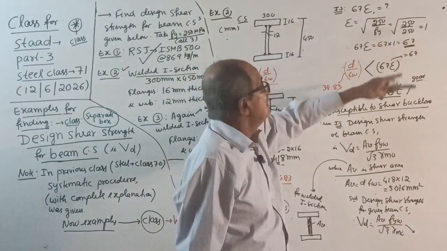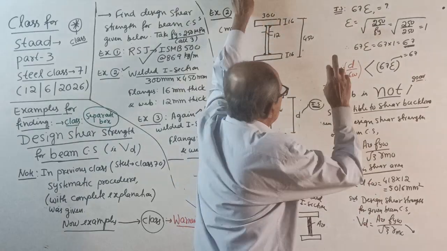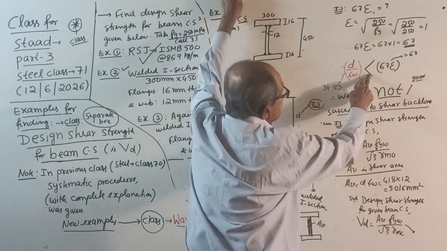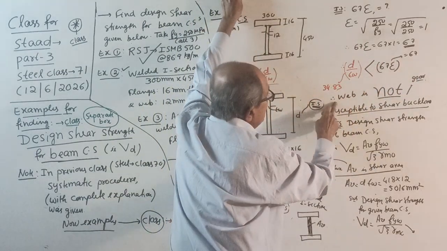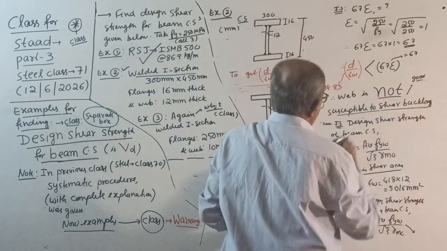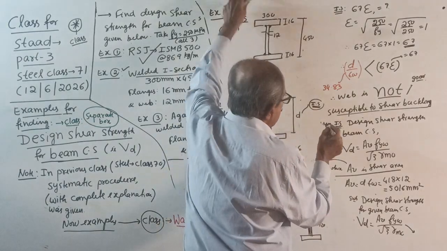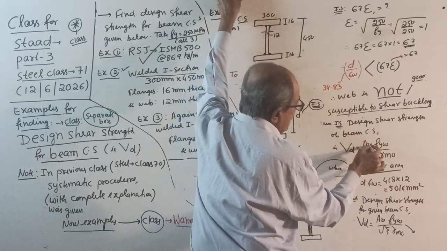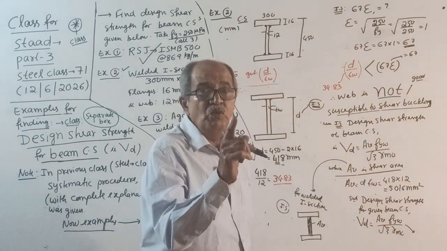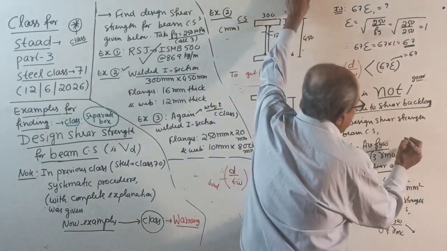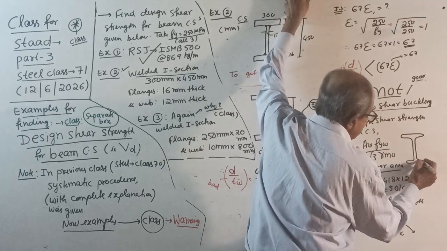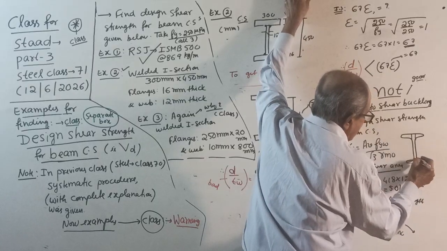Calculate 67 epsilon, same as last time. So finally, d by tw came 34.83, less than 67 epsilon. So once again, web is not susceptible to shear buckling. That is a good case. Then same as last time, design shear strength Vd equals Av fyw by root 3 gamma m0. Av is the shear area. Now be careful. For RSJ, rolled steel joist, be very careful. The shear area is this one as per IS code.